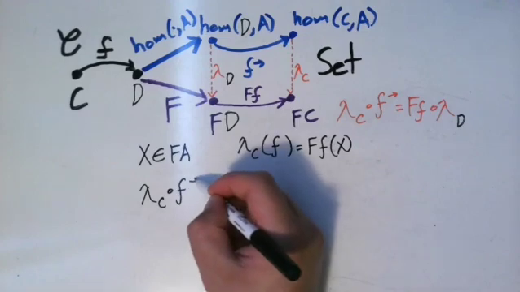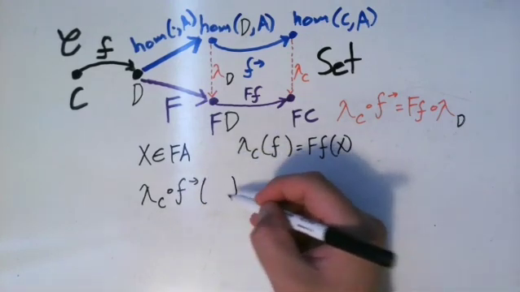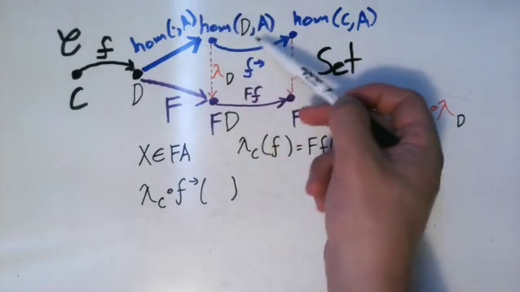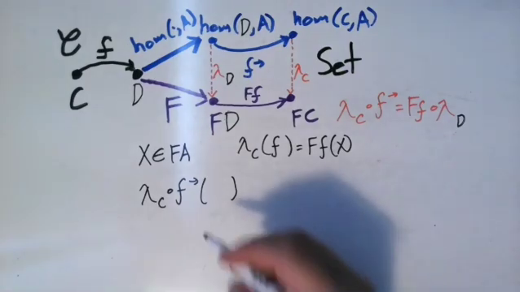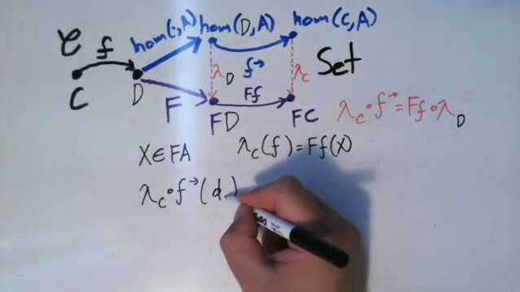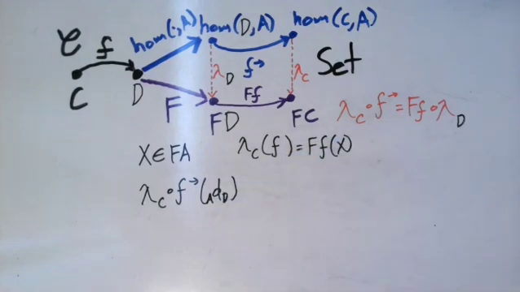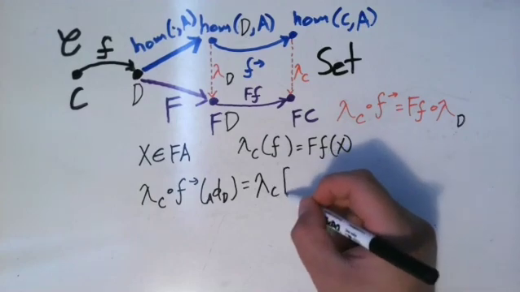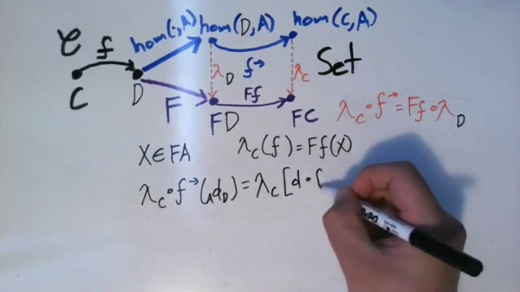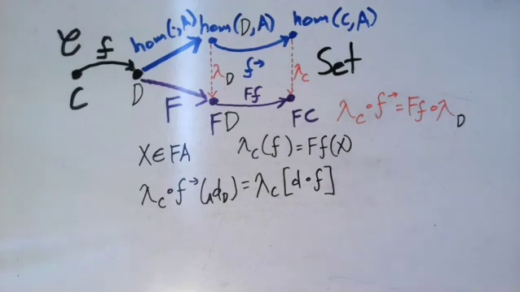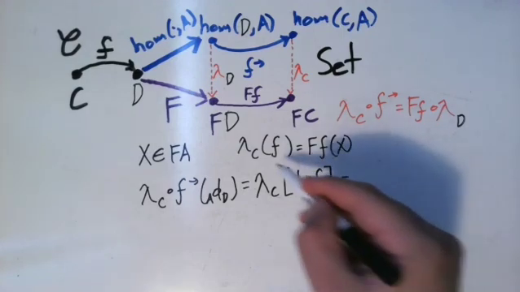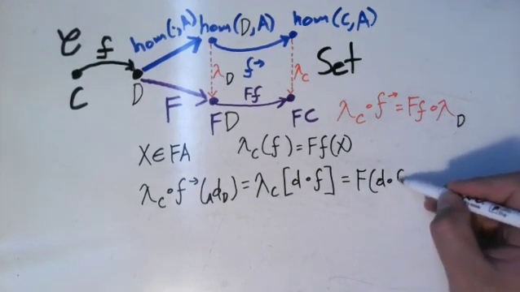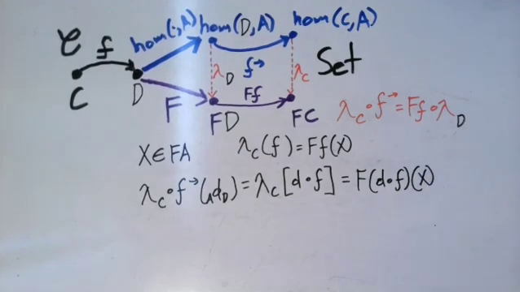So let's take the left half of this expression, lambda c after precede by f. Well, the object that we apply this to is a morphism in the home set from D to A. So suppose we have some morphism D going from D to A. Then we get, by applying precede by, that this is equal to lambda c of D after f, which is, by this expression, just f of D after f applied to x.